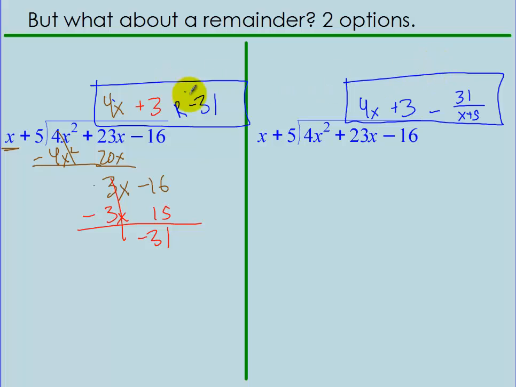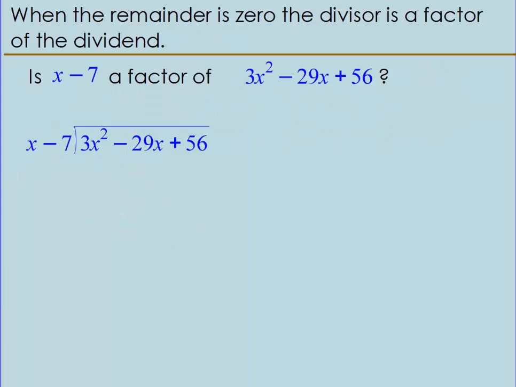So two different ways to write it. I don't mind if you just do the left one. All right. What about when the remainder is 0 and the divisor is a factor? So when the remainder is 0, the divisor is a factor of the dividend. What does that mean? So I might ask you a question.